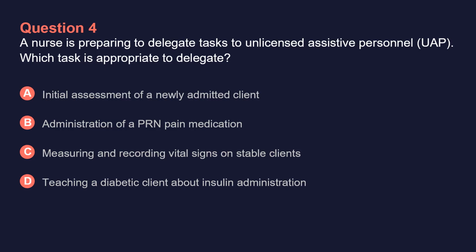Question 4. A nurse is preparing to delegate tasks to unlicensed assistive personnel, UAP. Which task is appropriate to delegate? A. Initial assessment of a newly admitted client. B. Administration of a PRN pain medication. C. Measuring and recording vital signs on stable clients. D. Teaching a diabetic client about insulin administration.